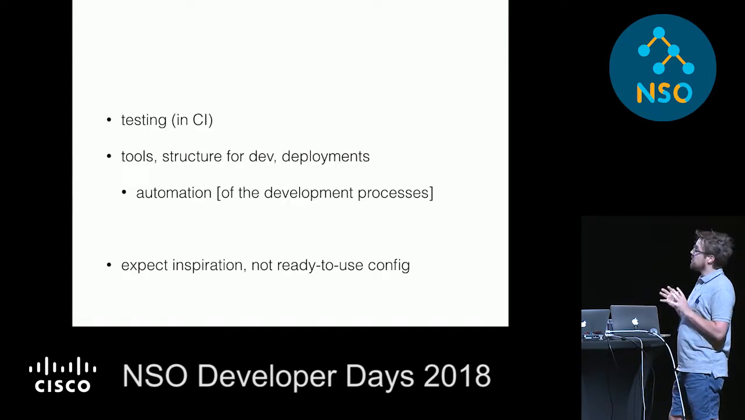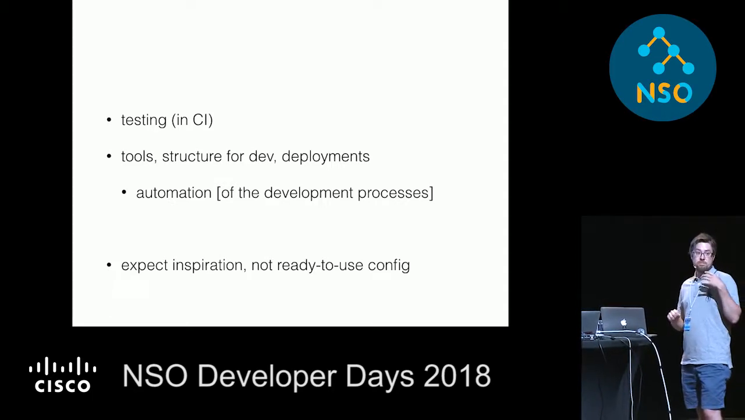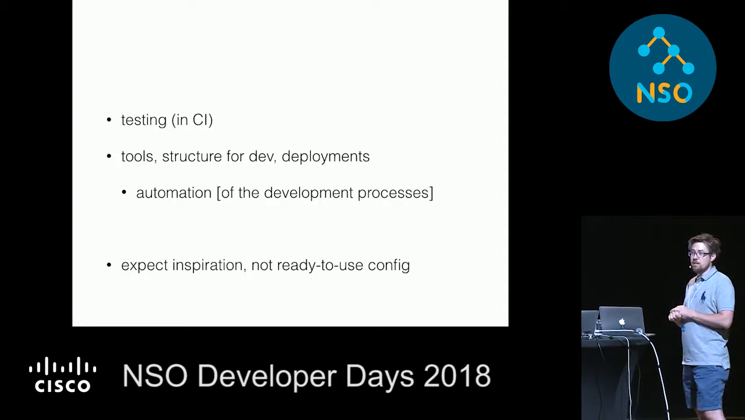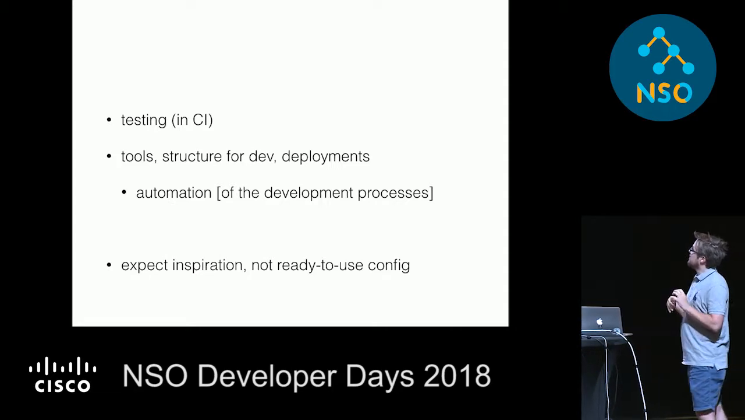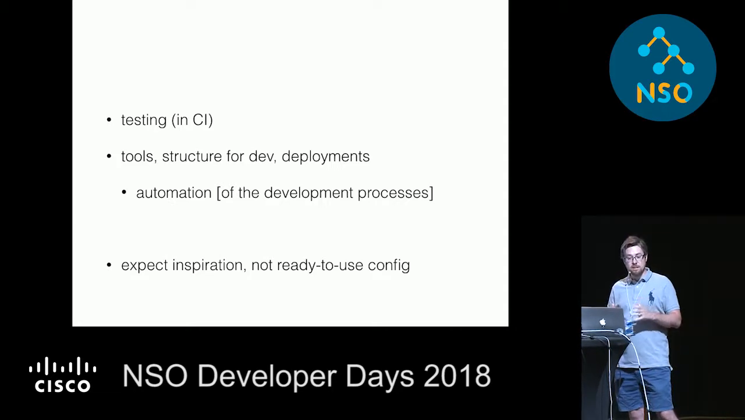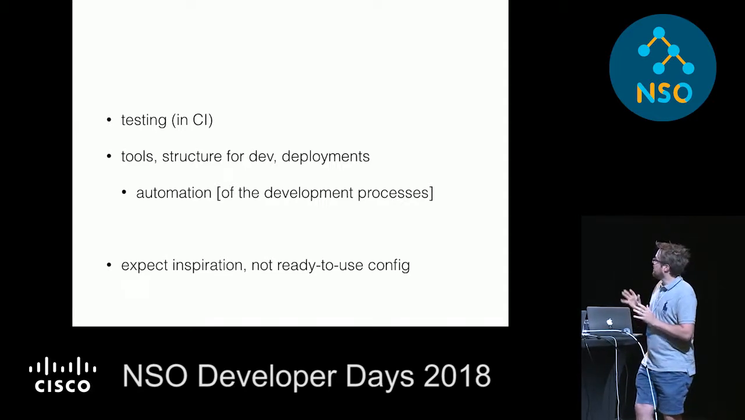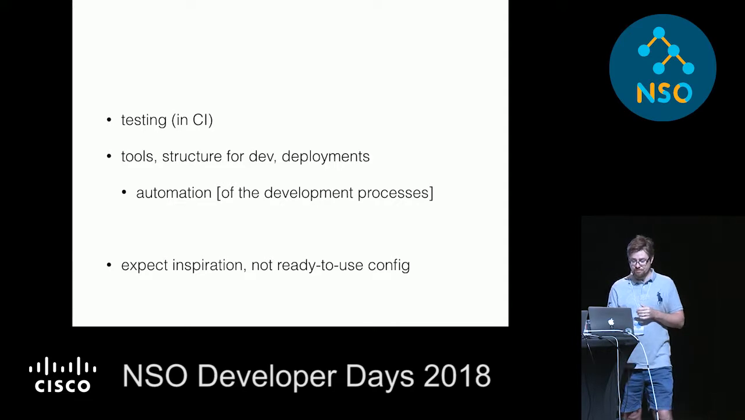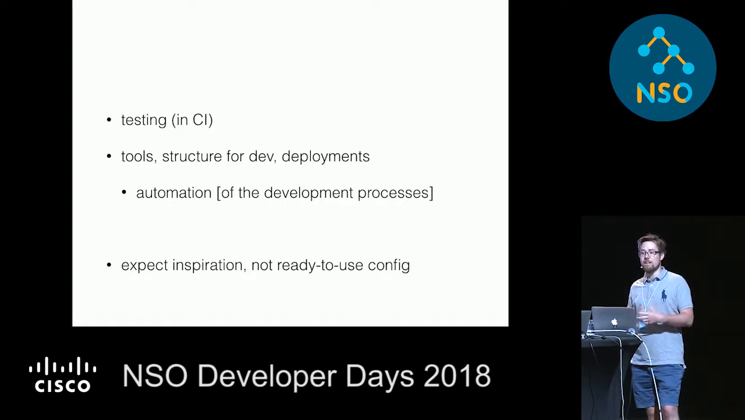Specifically, I will talk about two areas. It's testing, in particular in CI. I picked up a couple of questions yesterday about how to do testing. This talk is for you. The second area is tooling, just around the entire development process, as well as how we structure things in Git, and overall structure. Might be a few words on deployments if we have time. But then we're also going to talk a lot about automation. And this is not automation of NSO doing something with the network, but automation of the development process itself.